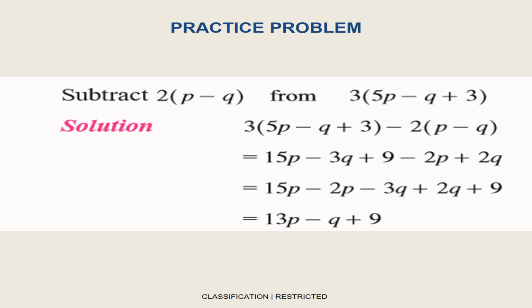Okay. Next, grouping like terms. So 15p minus 2p minus 3q plus 2q plus 9. As usual, 15 minus 2, 13p. Minus 3 plus 2, the greater number has the sign minus. So minus 3 minus 2 is 1. So minus 1q, that is minus q, plus 9. So the answer is 13p minus q plus 9. Okay.